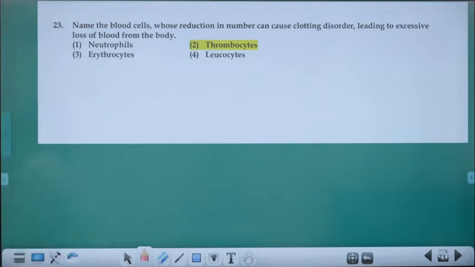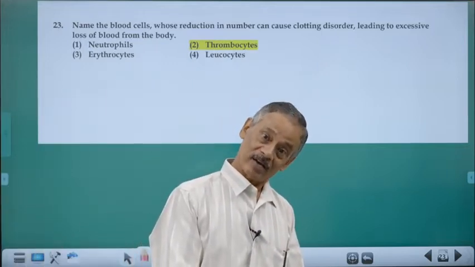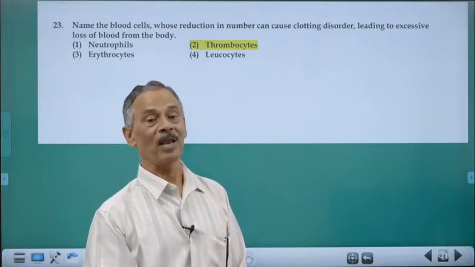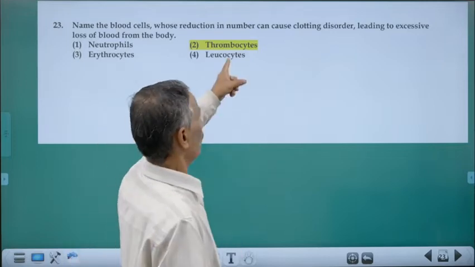Name the blood cell whose reduction in number can cause clotting disorder. This is what's happening in dengue. Hemorrhagic dengue, when the platelets are falling below 60,000 per ml, it will be causing severe internal bleeding. Okay, so thrombocytes.